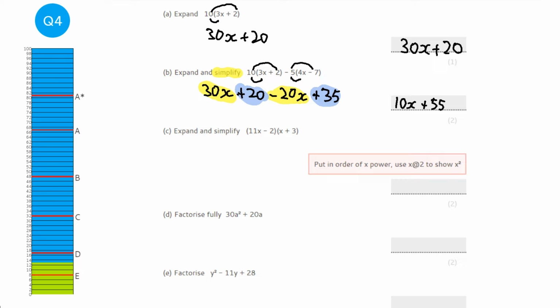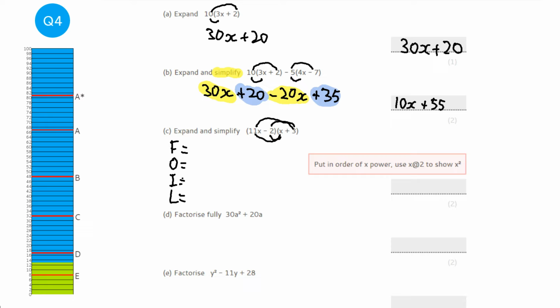Okay, so the next one is expand and simplify quadratic, so double set of brackets. Now we can do smiles and rainbows still for this one. So if I wanted to, I could do a smile and a rainbow for the 11x, and a smile and a rainbow for the minus 2. That would work. It would be absolutely fine. What I could also do is something called FOIL, which tells us to do the first, outside, inside, and then last.